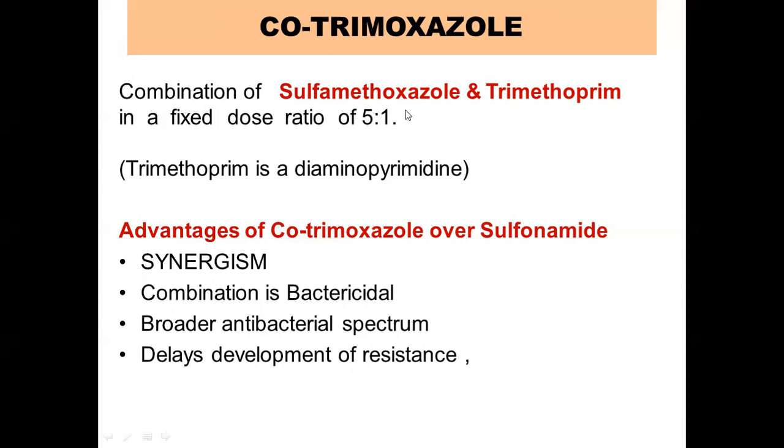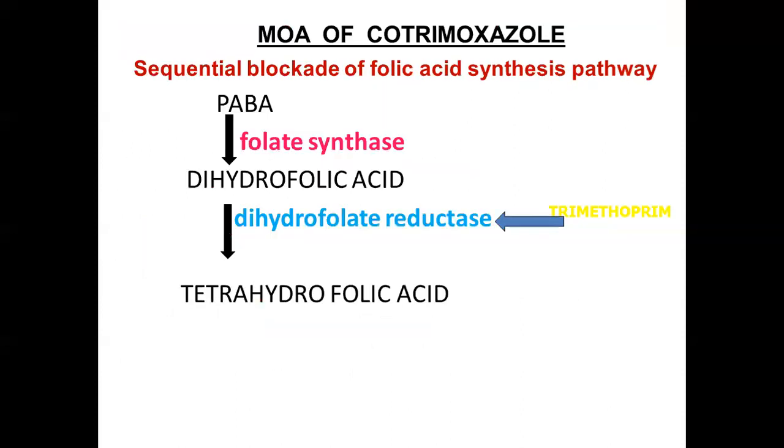And also this combination doesn't develop resistance very fast. So what is the mechanism of action of co-trimoxazole? It causes a sequential blockade of folic acid synthesis pathway. Already I told you the pathway of folic acid synthesis by the bacteria, that is PABA to dihydrofolic acid to tetrahydrofolic acid, by the enzyme folate synthase, the first step, and the second step is by dihydrofolate reductase.